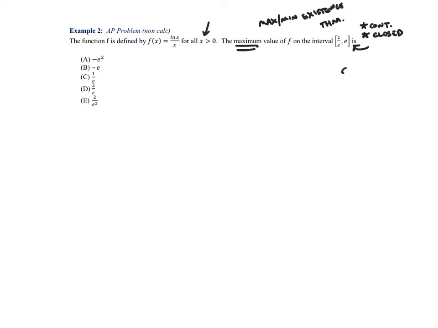Okay, so I want to look at my candidates here. My candidates are going to be my endpoints and then critical points. Well, my endpoints are x equals 1 over e and x equals e. My critical points, I've got to do a little work to find. So I'm going to find f prime of x. I'm going to have to use the quotient rule here. So I'm going to take the low function times the derivative of the upper, minus the upper times the derivative of the low function, all divided by low squared.